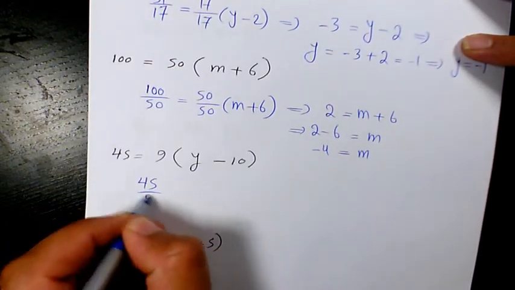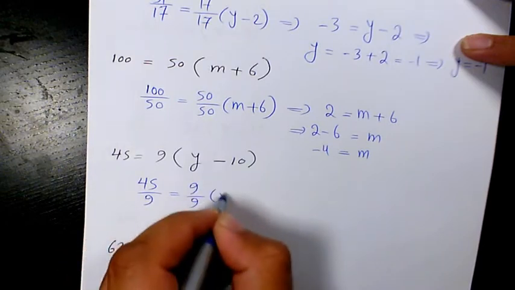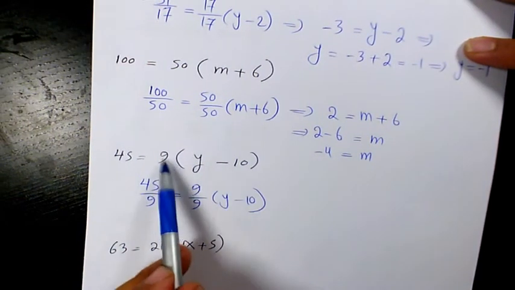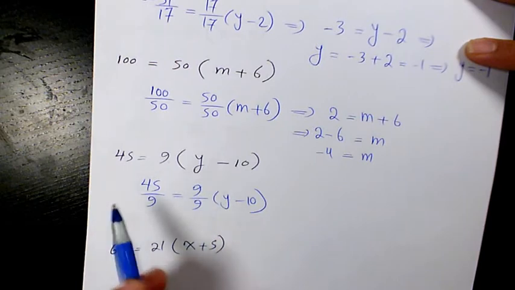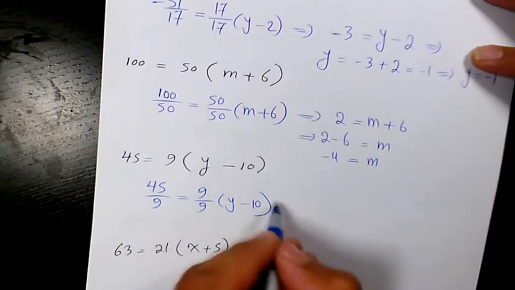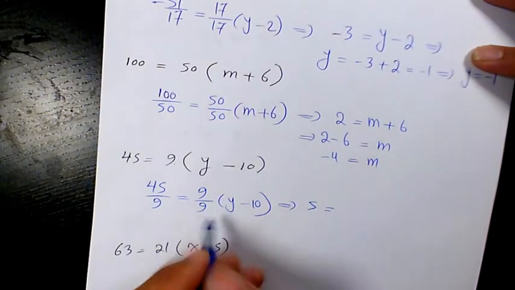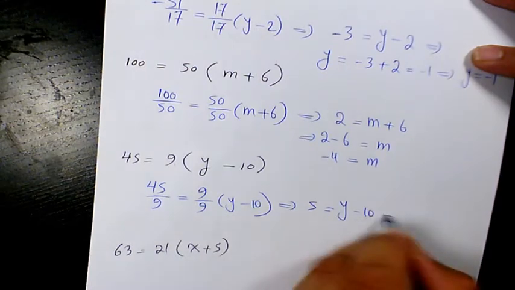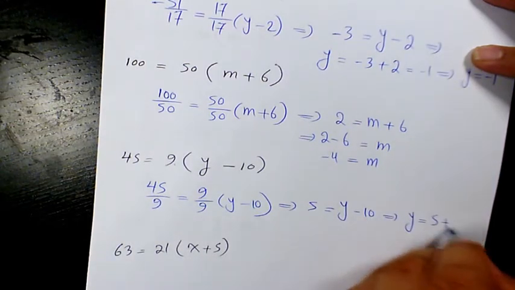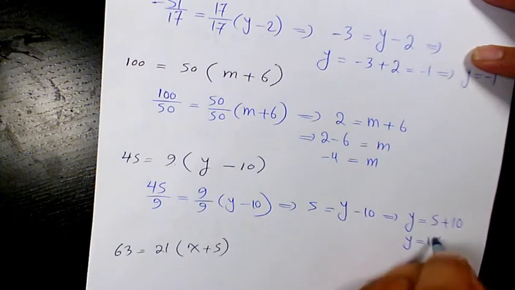45 equals 9 times y minus 10. We needed to get rid of the 9, so that's why we divided both sides by 9. 45 divided by 9 is going to be 5, and 9 divided by 9 is going to be 1, so y minus 10. So y will be 10 plus 5, which is y equals 15.